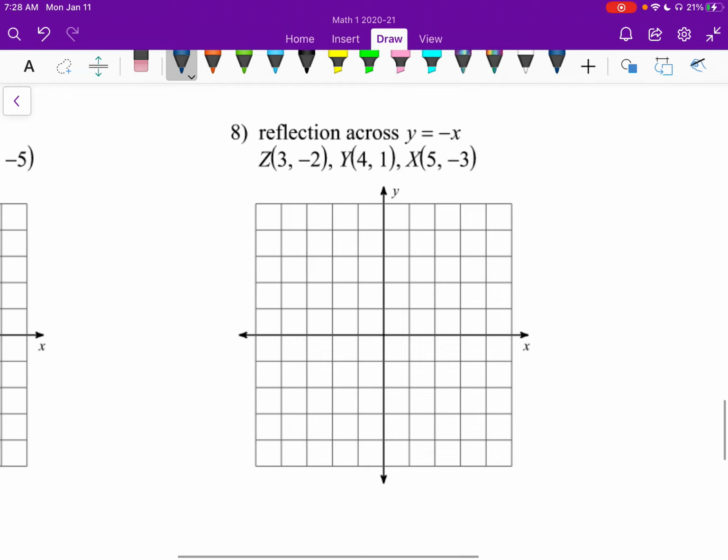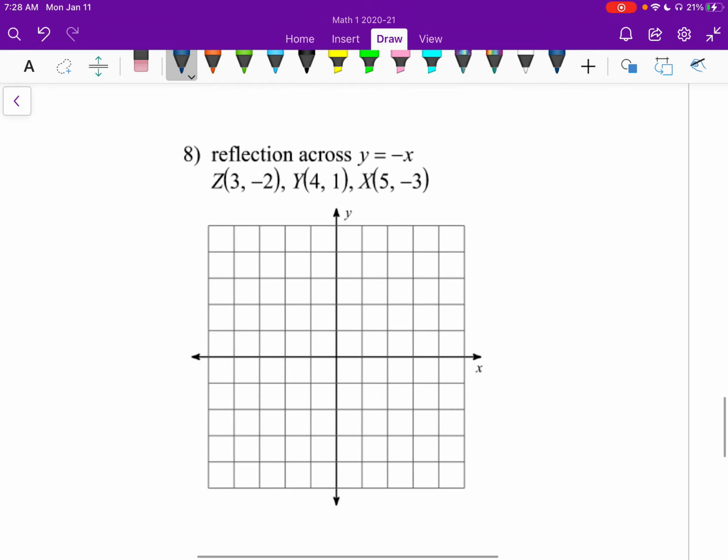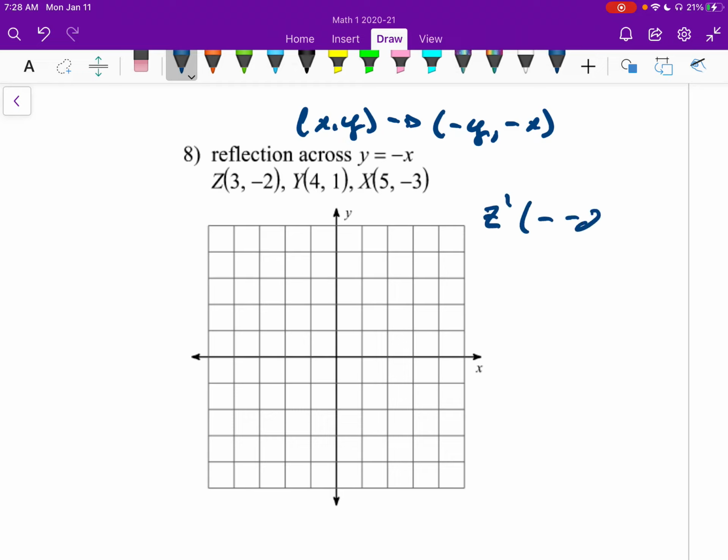Number 8, y equals -x. Now because we have a formula, I'm going to use it. So I start off with the point x, y, and it turns into -y, -x. So remember, I swapped the sides and I add a negative in the front, right? And the negatives might end up canceling out to be a positive, but for the starting, I'm going to write down those negatives. So Z prime will be negative, negative 2, negative 3. So Z prime is 2, negative 3.